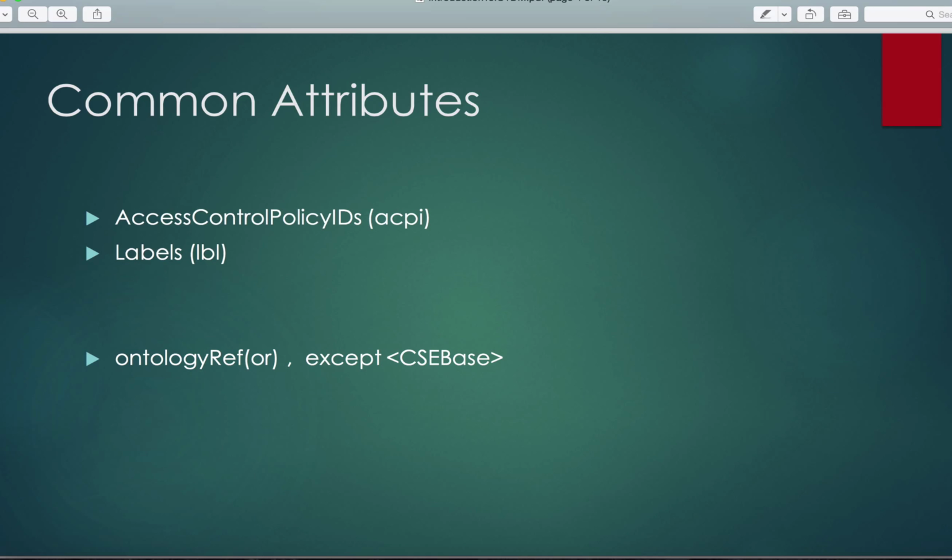Label. This is an array of strings, and this is just like a tag to describe the resource. This is very useful in the future, as we might use it to search resources. And ontology ref, except for CSE base, almost every other resource will have an ontology ref attribute. This is a reference to the ontology website.